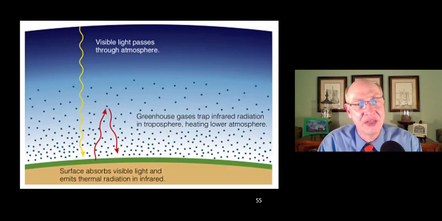The Earth, on the other hand, has a much smaller greenhouse effect. The visible light makes it down to the surface. It warms up the surface. A lot of the infrared light is able to escape. Some of it is trapped by the greenhouse gases, water vapor, carbon dioxide, methane in the atmosphere.